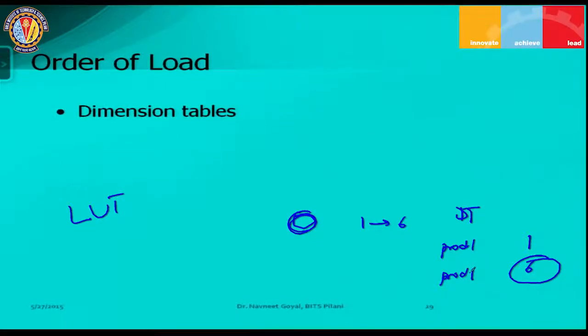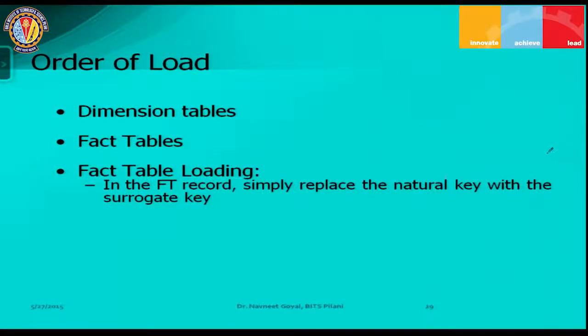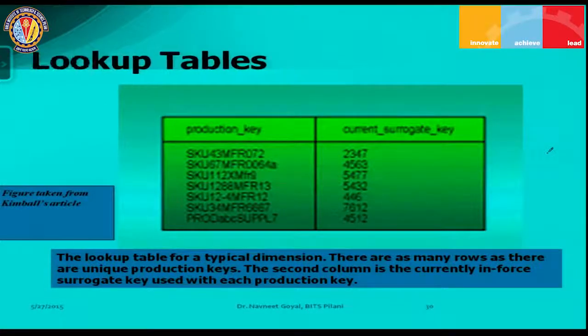Order of load I have already discussed because of the foreign key constraints. Since fact tables have foreign key references to the dimension tables, dimension tables have to be loaded first, okay, and then the fact tables. Fact table loading, as I told you earlier, only replaces the natural key with the surrogate key. And this is how a typical lookup table looks like. So these are all the surrogate keys, which are strings, and you can see this is the latest assignment of surrogate keys.